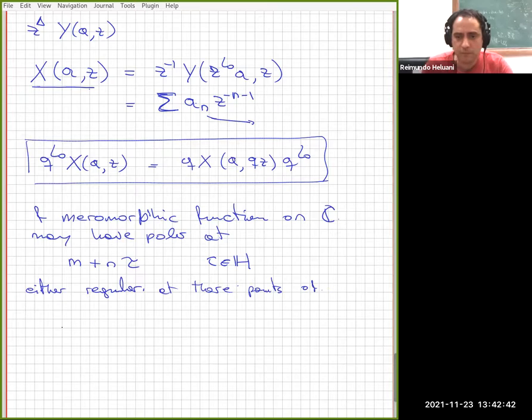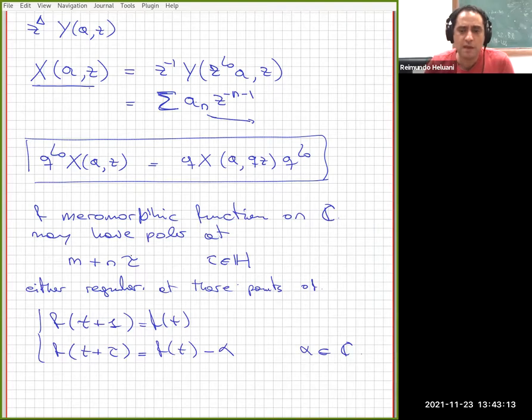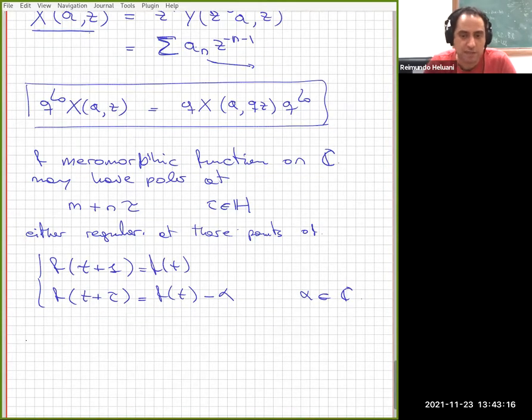or it satisfies that f of t plus 1 is equal to f of t. So it's periodic, it's a function on the cylinder, but it's not necessarily periodic with respect to tau. f of t plus tau is equal to f of t minus a constant alpha. And alpha is just a complex number.